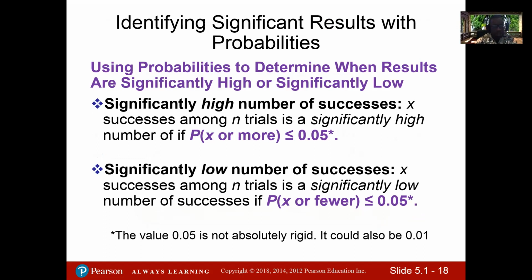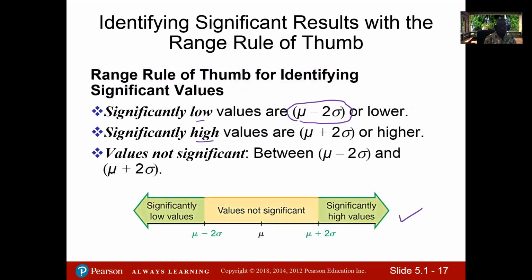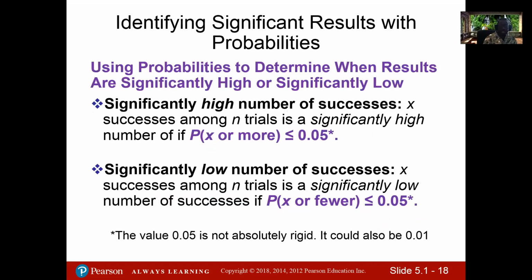Okay, using probabilities. When we want to identify significant results using probabilities, we can use the 2 standard deviations, which we call the range rule of thumb, or we can use the probabilities. Now I want you to note this.